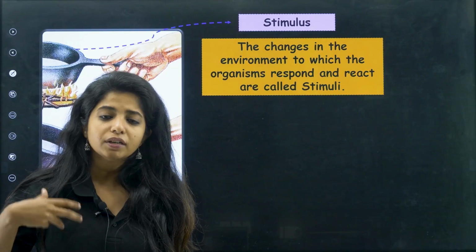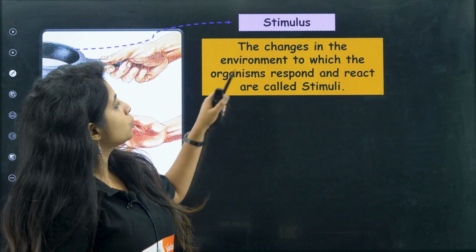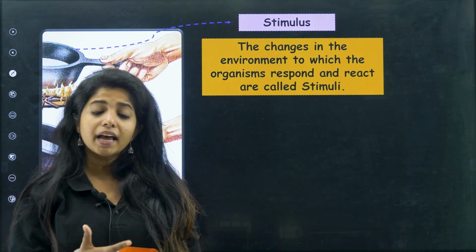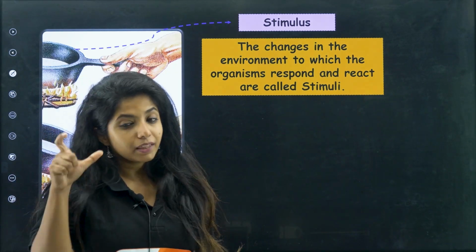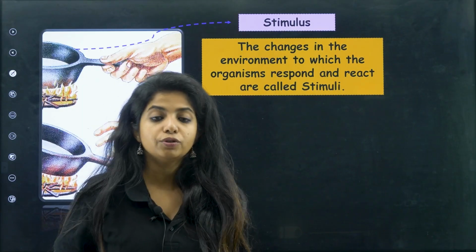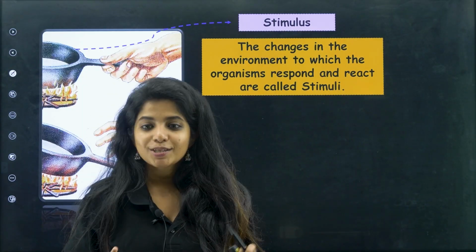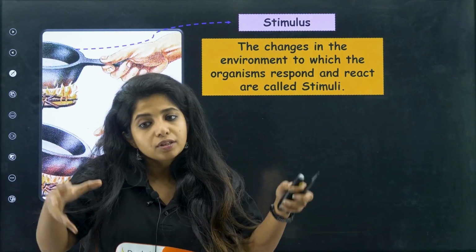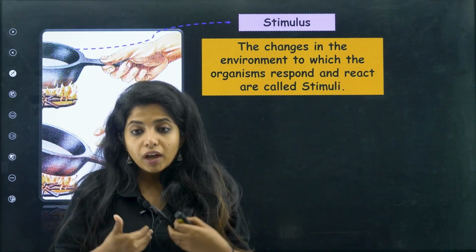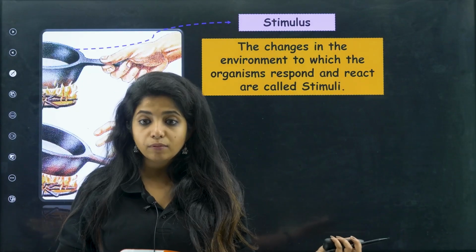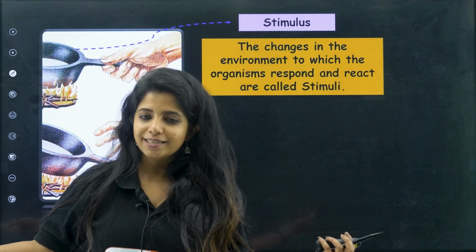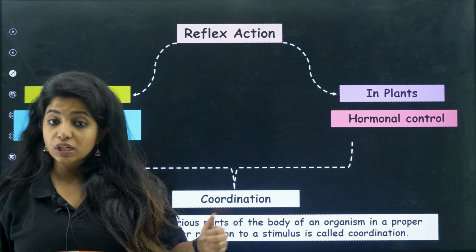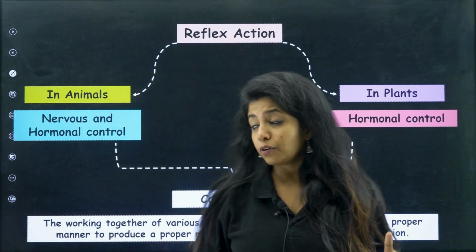So how can you define a stimulus? The changes in the environment to which the organisms respond and react are known as stimuli, or basically the stimulus. Why did I have to talk about this now? Because the term stimuli is very important when you talk about plants as well as animals. So I wanted to explain that stimuli is something on the basis of which we react. Now I can be a plant, I can be an animal. Anyway, I'll be showing my own reaction in my own different ways.